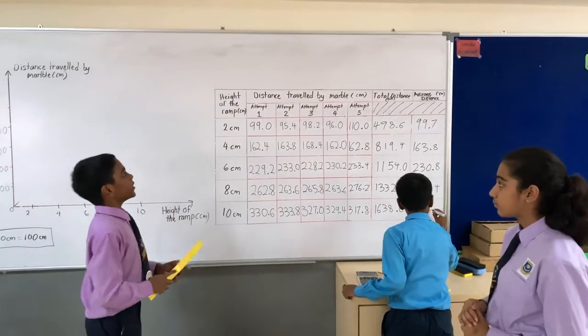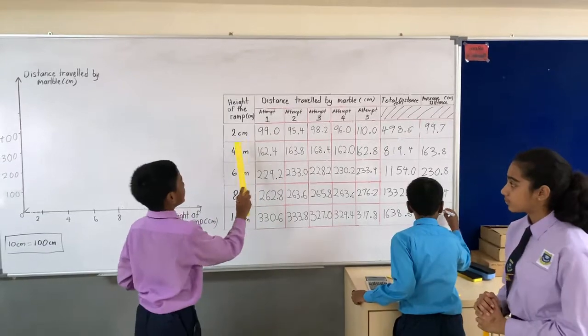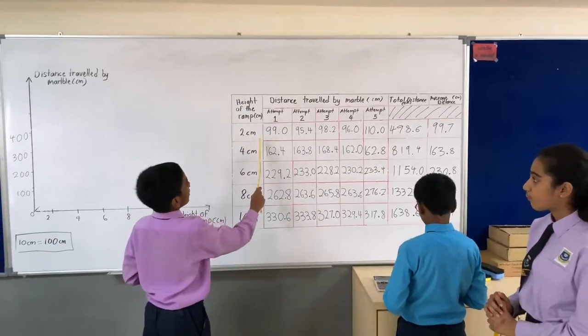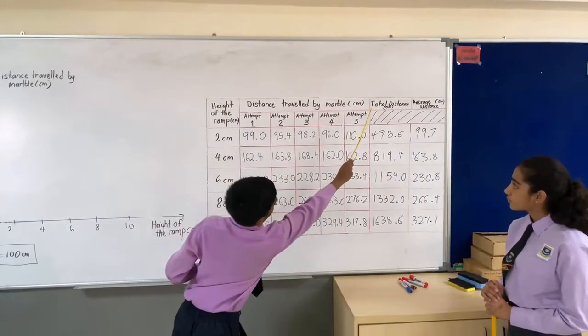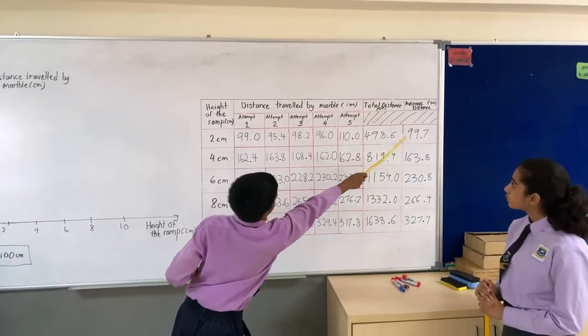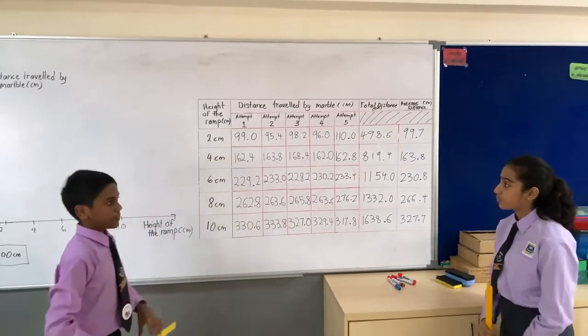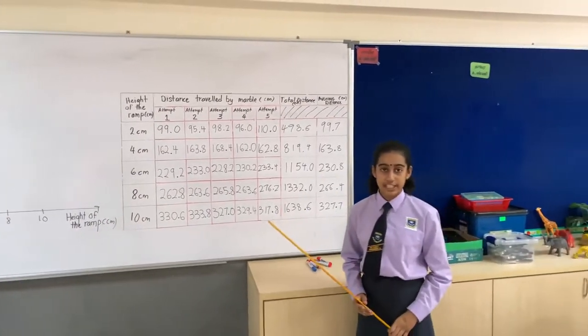Before the recording, we did 4 attempts at each height. We also calculated the total distance and average distance at each height. Number 8, observation and result.